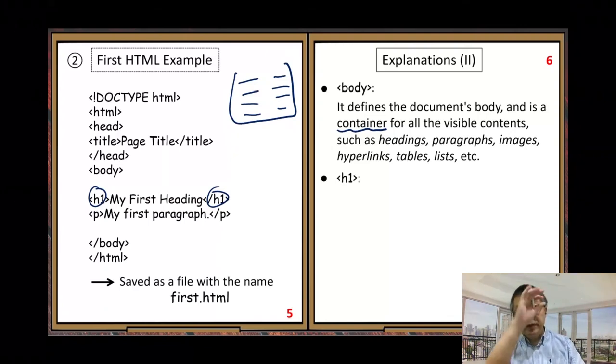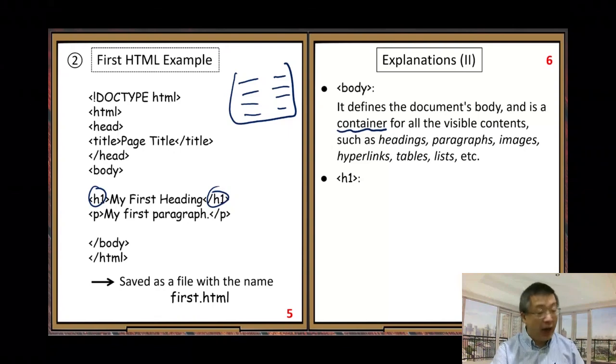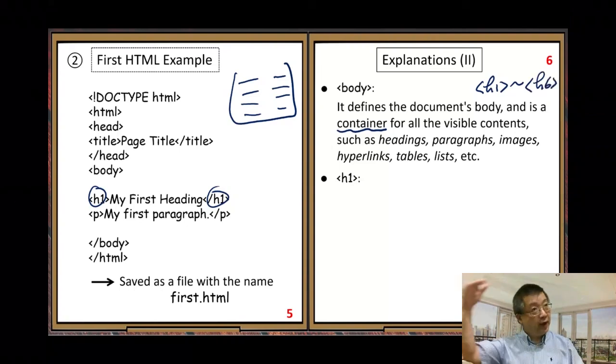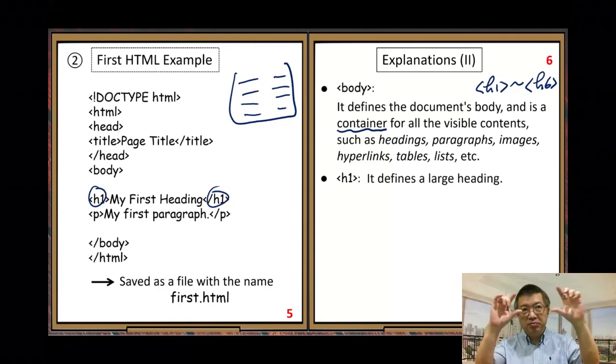Regarding the heading, at different locations for different text parts, you may want to use different sizes of headings. The H1 heading is the largest, the biggest heading size. We can go from H1 to the smallest heading size, H6, from H1 through H6, to organize your text with different heading sizes. So H1 is a large heading. You can see the font size is pretty big.